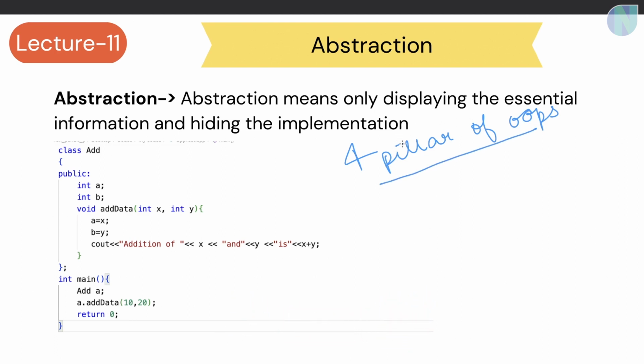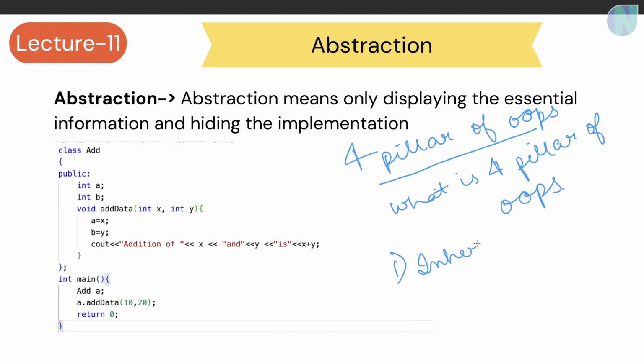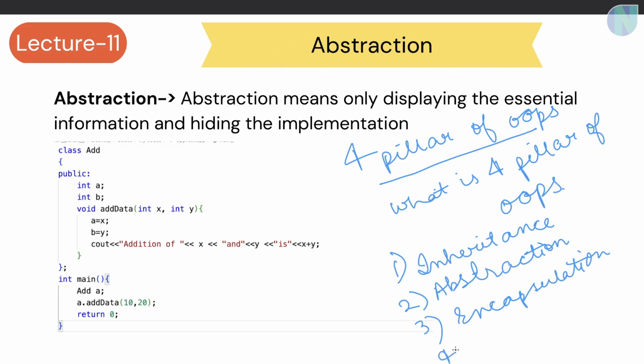Interviewers have this favorite question, what are the 4 pillars of OOPs? The 4 pillars of OOPs are, first one is inheritance, second is abstraction, third one is encapsulation, and fourth is polymorphism. So these all 4 are the 4 pillars of OOPs.